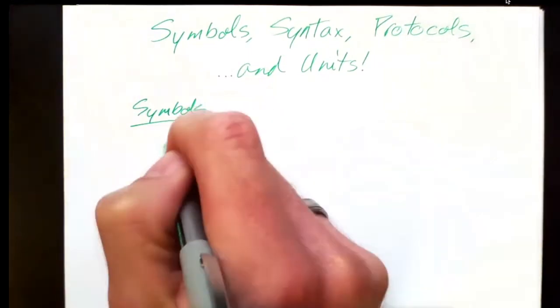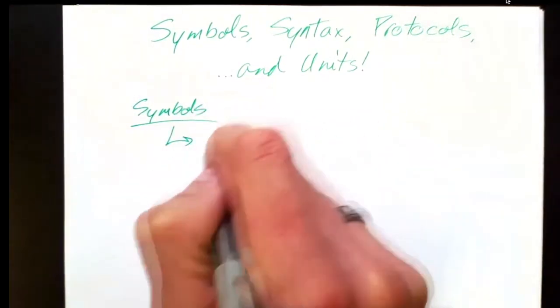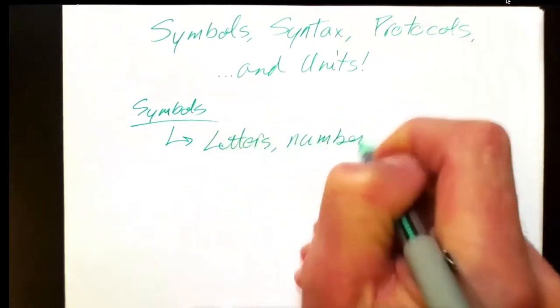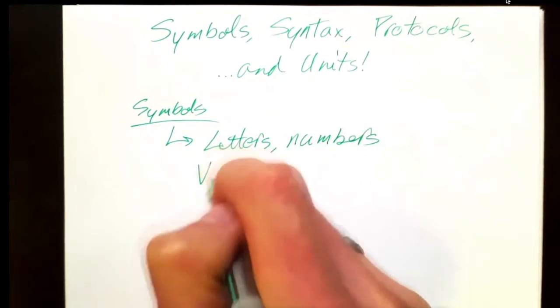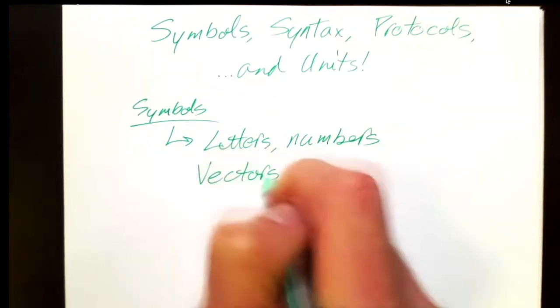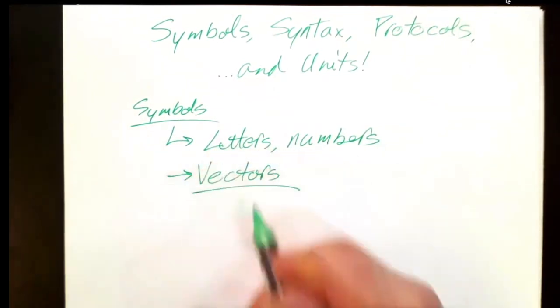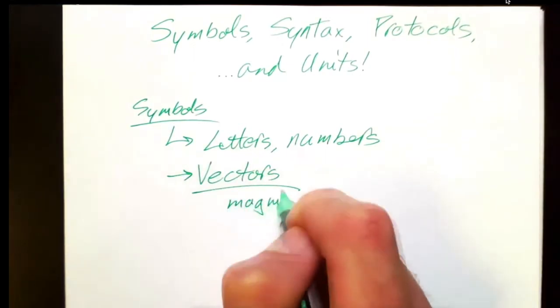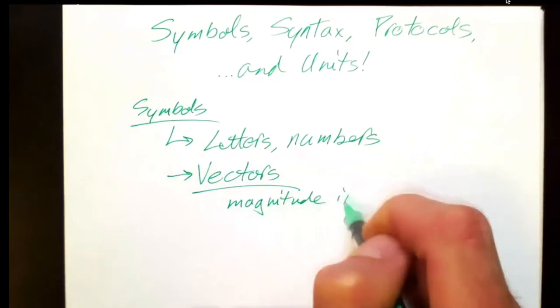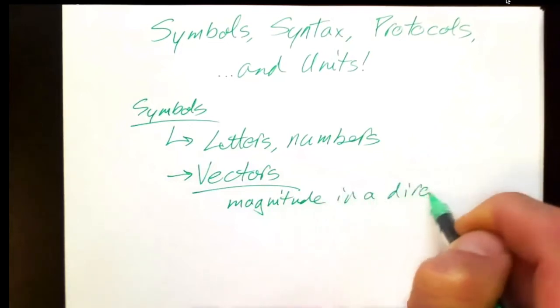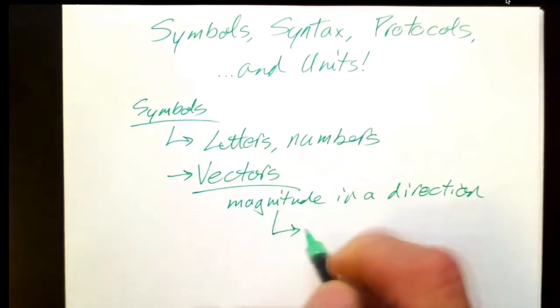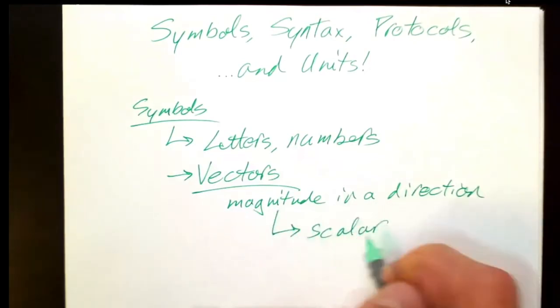And so in this particular case, we're talking about letters, numbers, and most importantly in physics, vectors. Vectors may be a new term for you. So just to be clear, vectors, the definition is magnitude in a direction. It must include both, or it's not a vector. Magnitude only has its own term called a scalar.